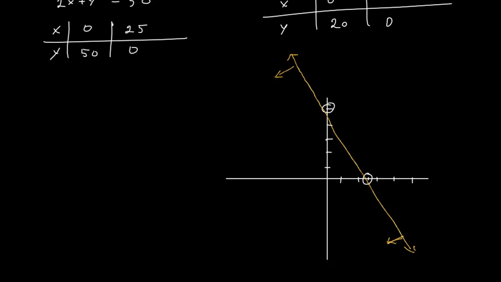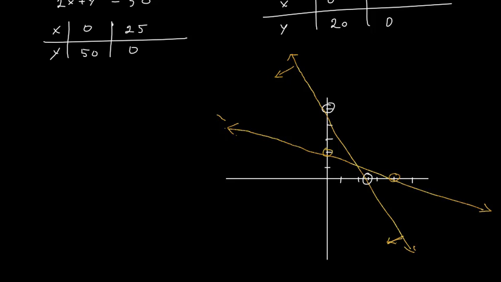Now second, we have 0, 20. So 0, 20 is this point, and 10, 20, 30 and 40, so 40, 0 is this point. So I will join these 2 points also. So let us draw a line. It will go something like this.